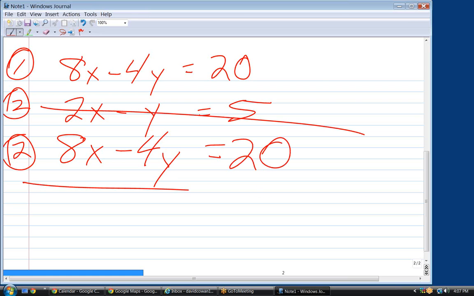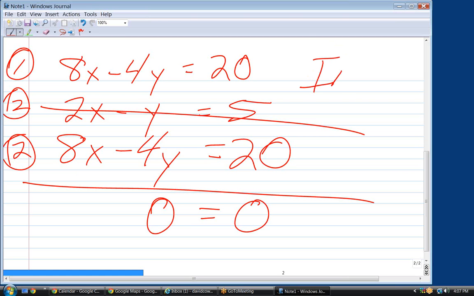Now what? Now it just becomes 0 equals 0 by subtracting the two. First of all, it's very important to specify whether you're going to add the equations or subtract them. In this case, we'd subtract them because we have an 8x there and an 8x there. So when we get 0 equals 0, that means infinite number of solutions.